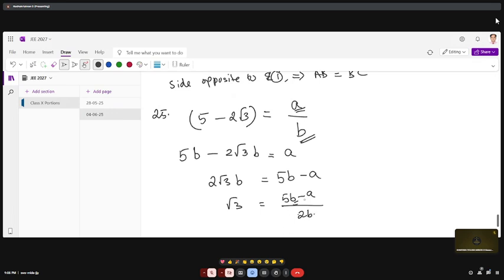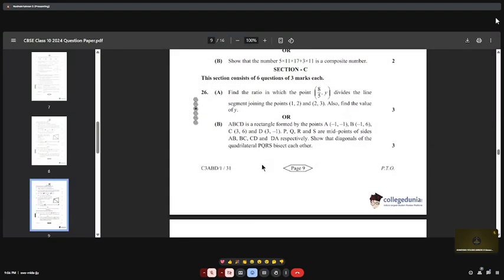Now since A and B are integers, this root 3 becomes rational. If this whole thing, 5 minus 2 root 3, should be rational, then root 3 also becomes rational. But we know that root 3 is not rational, it is irrational. Therefore, that proves that 5 minus 2 root 3 is irrational. It is very important. Okay, so we have done 25A.